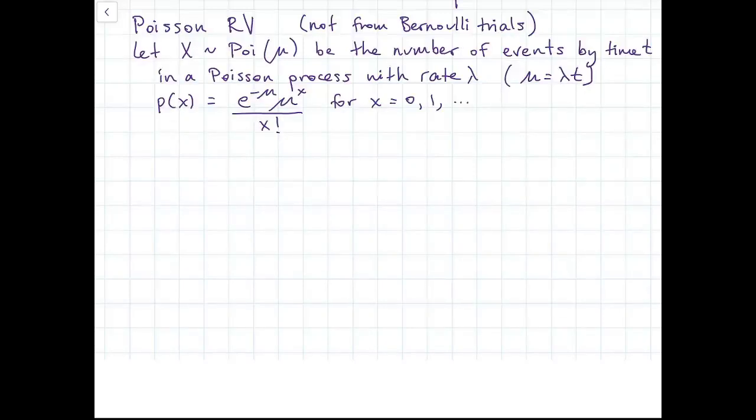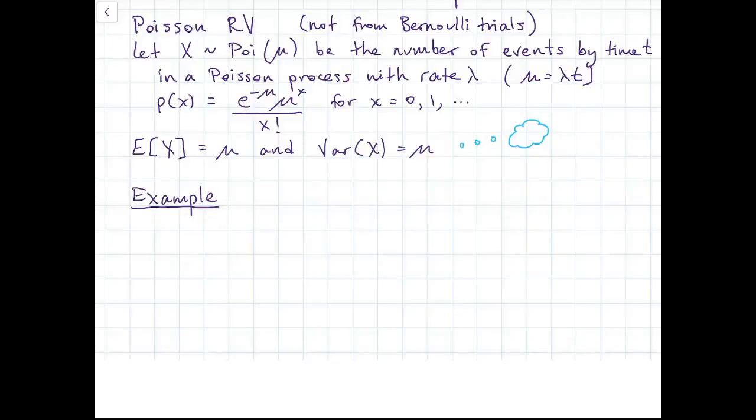And again, we can derive the probability function here. We can show then that the expected value and the variance are actually both equal to mu, and see if you can prove that. All right, lastly, I want to do an example using all of these different distributions.